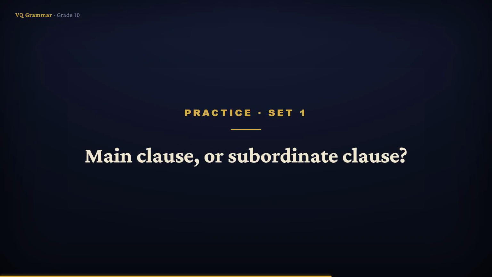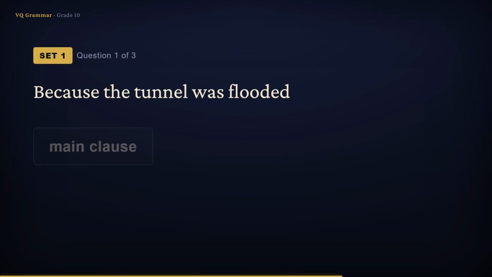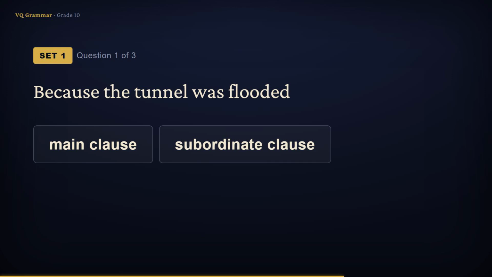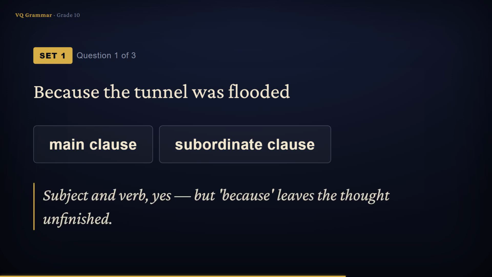In this first set, I'll give you a clause, and you decide. Is it a main clause that could stand alone as a sentence, or a subordinate clause that leans on something else? Pause the video and choose before I reveal each answer. Here's the group of words. Because the tunnel was flooded. Check it first. Subject, the tunnel. Verb, was flooded. So it is a clause. But does it finish the thought?